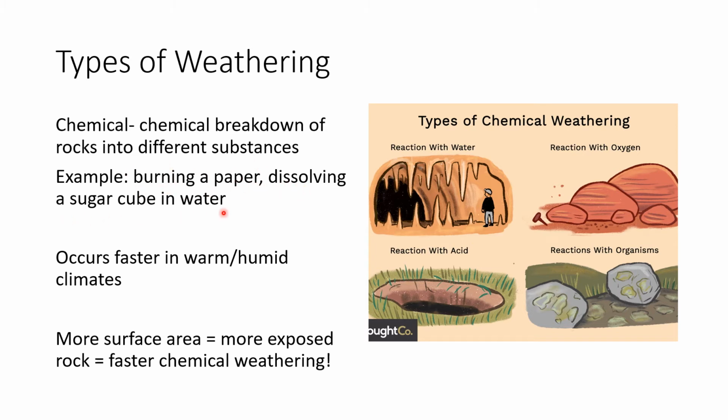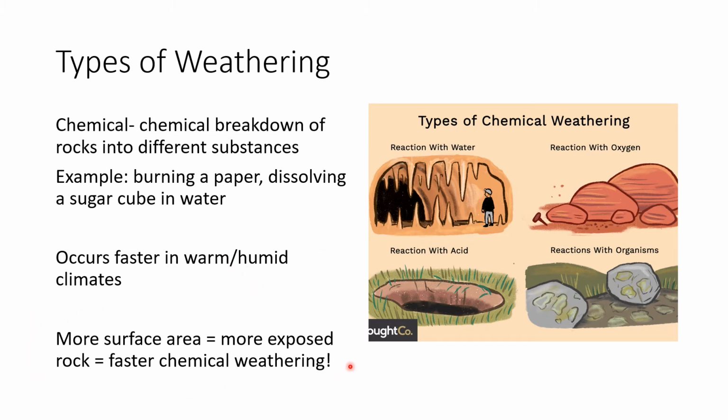Another example is like dissolving a sugar cube in water. As that sugar cube gets dissolved, it's undergone a chemical change. This occurs faster in warm and humid climates because chemical reactions happen faster when the environment is warmer. And then also, like I said before, a lot of these have to do with rocks reacting with water. So the increased humidity can increase the rate of weathering.